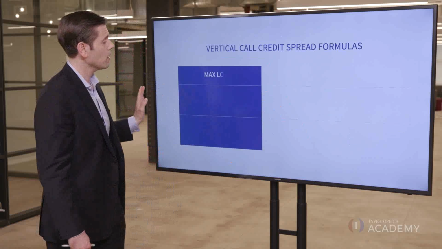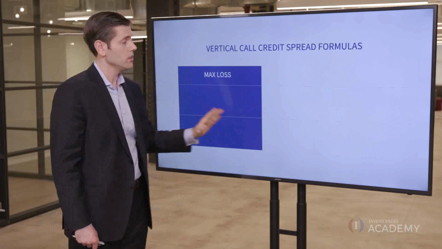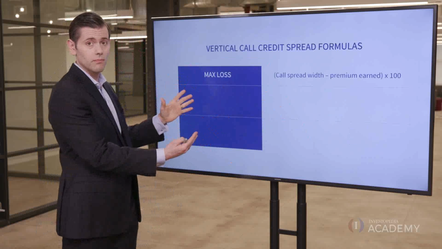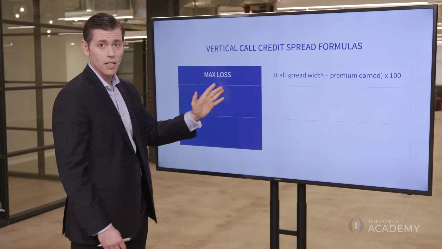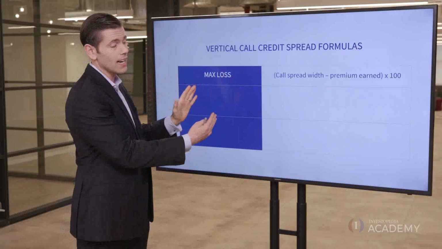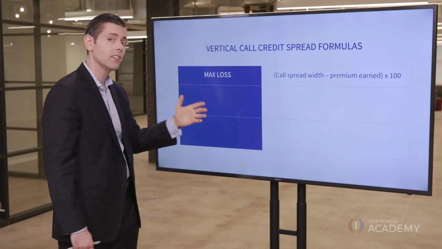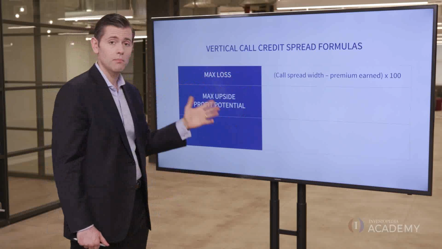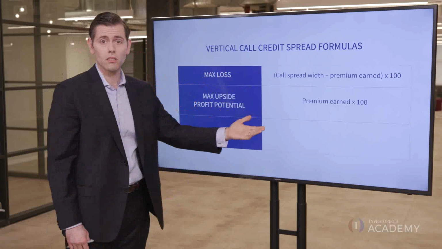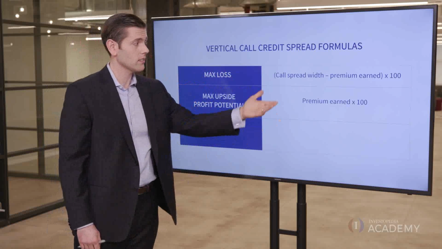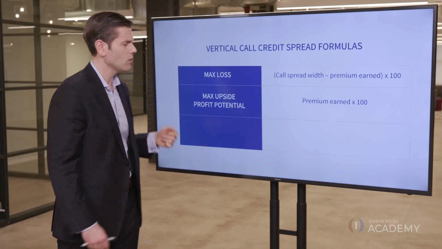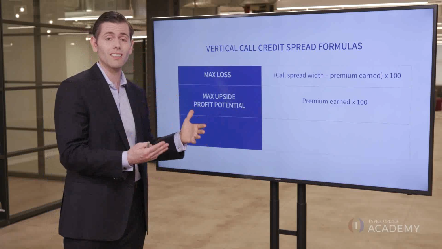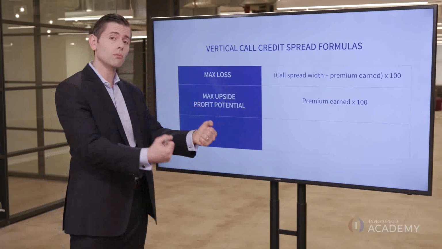So again, bear call spread, what's your max loss? Your max loss is simply the call spread width minus the premium earned. And remember, we're talking about one contract, so you'll multiply times 1 times 100. So that's the max that you can lose. The max that you can gain, or your max upside profit potential, is simply the premium earned times the number of contracts times 100 shares. So again, premium earned is the max that you can make. It's very similar to if you were to sell naked options. The most you can make is the premium that you receive.